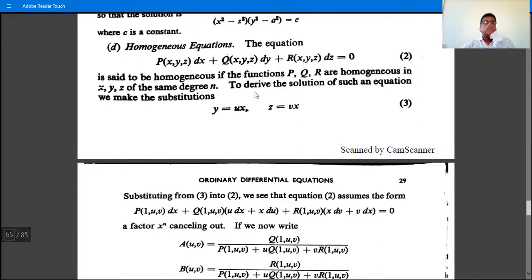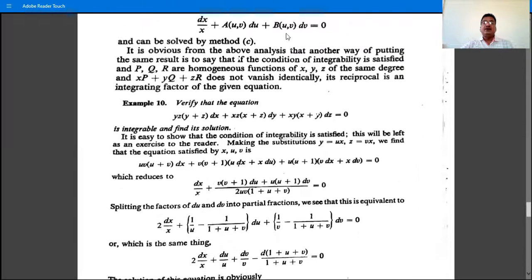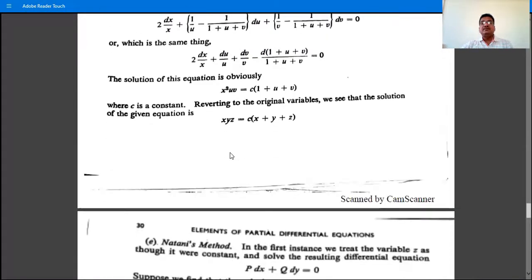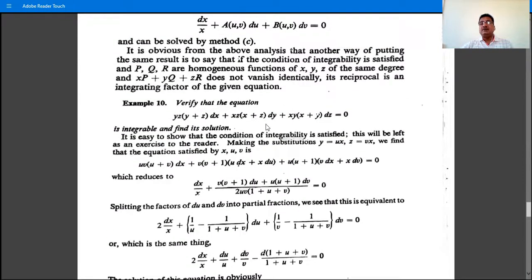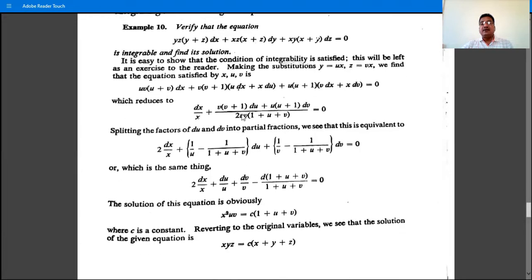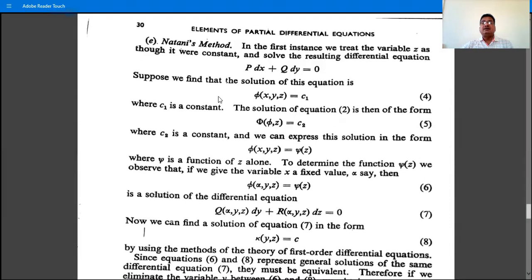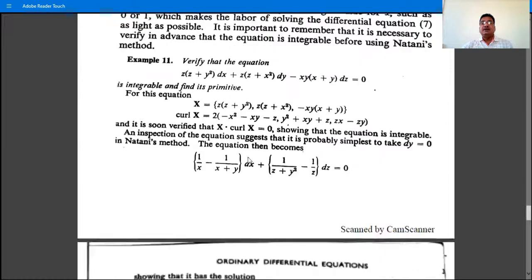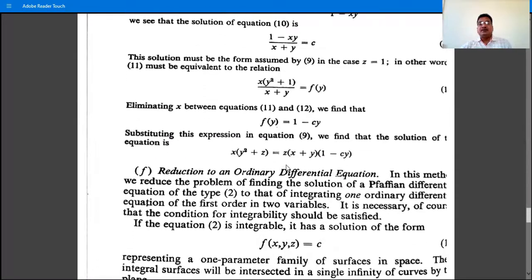Homogeneous Pfaffian differential equation, that is, substitute y is equal to ux, z is equal to vx. So this theory and all the problems are already covered in the previous discussion. Just take this example for the homogeneous Pfaffian differential equation and apply the method, and we have this solution. And the fourth one is what? Nathan's method. The method and the problems are already discussed in the previous lesson.